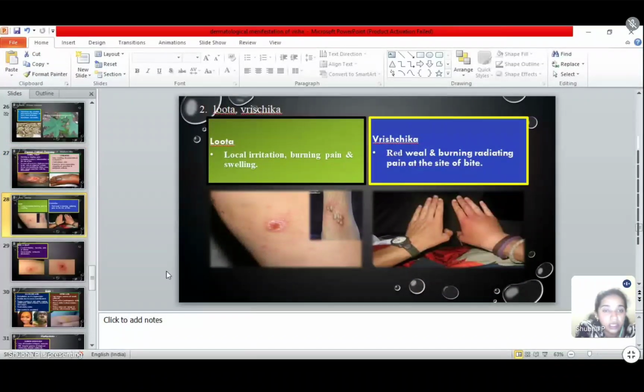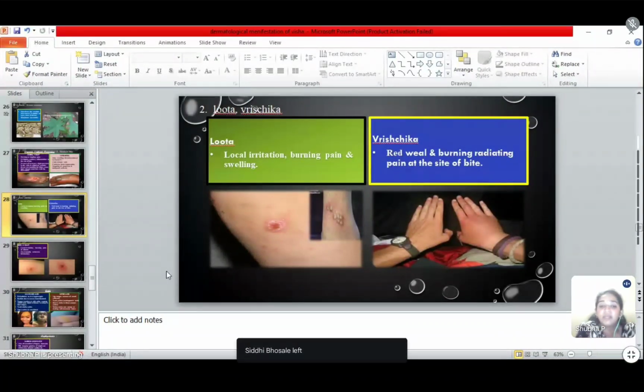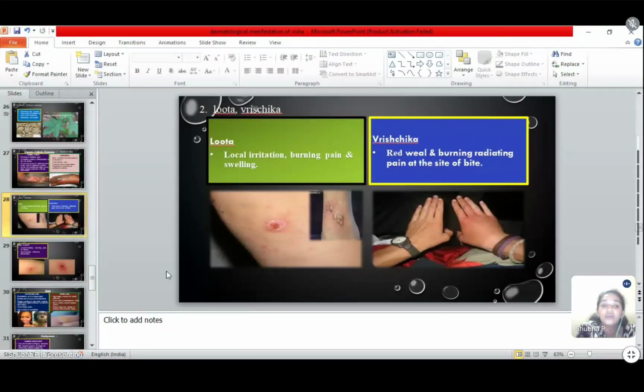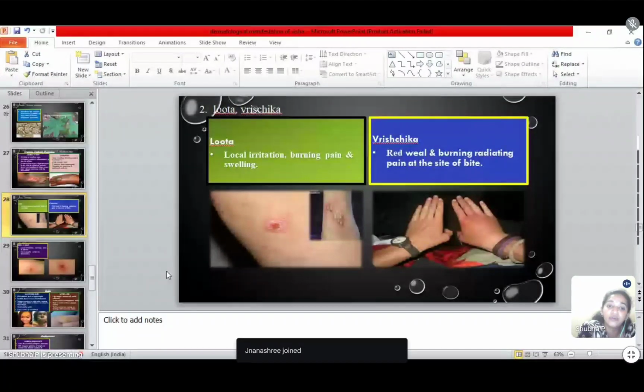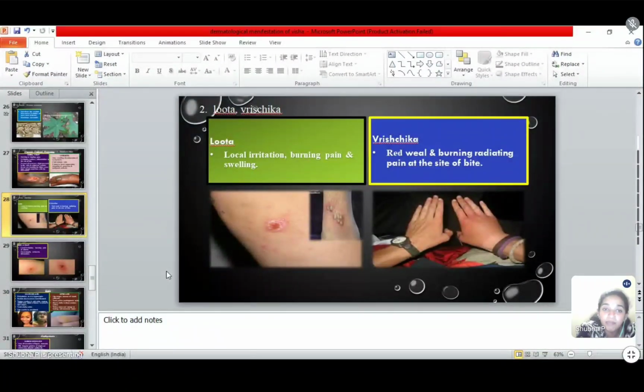Next, Lootha. Again, in Lootha, you get a local irritation, burning, some sensation. If you see Lootha Visha Prakarana, day-wise changes of skin and day-wise changes in the presentation have been mentioned, and death has been mentioned because of later complications, neurological complications which might occur. So now, in a case of Lootha, what is important is herpetic type of cluster.